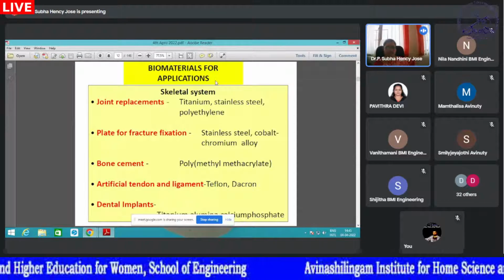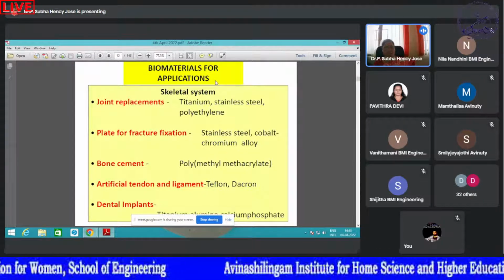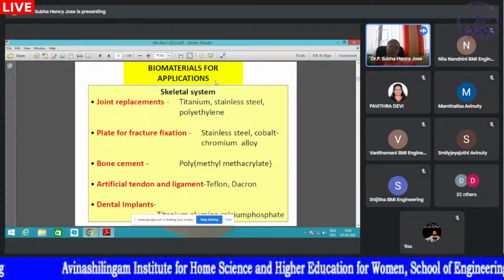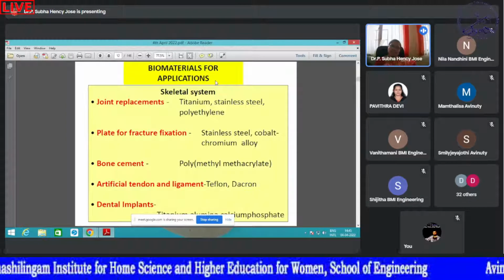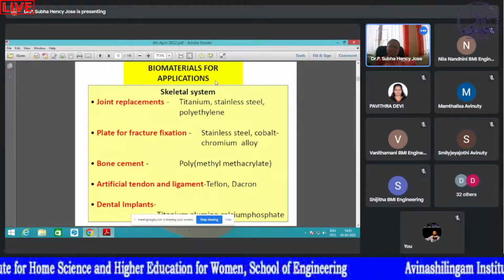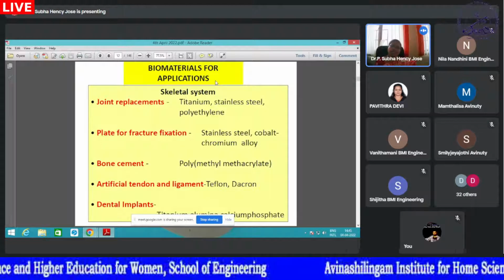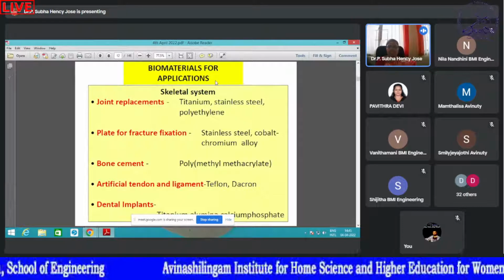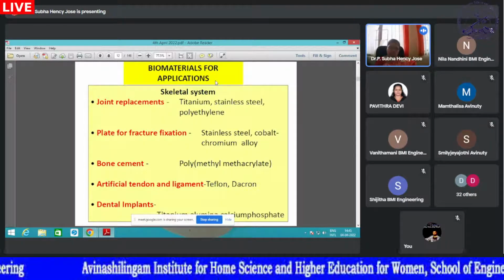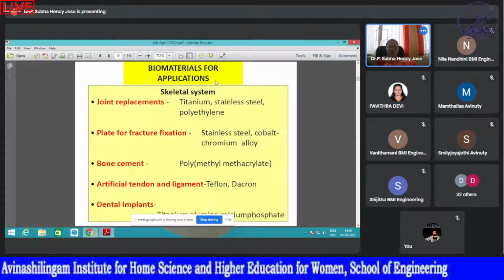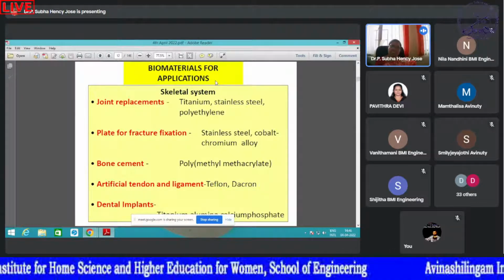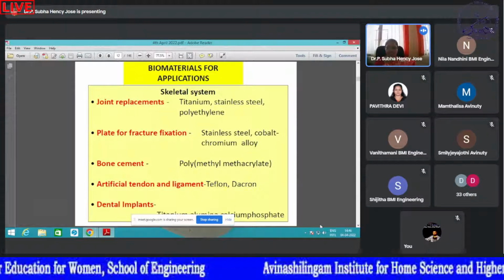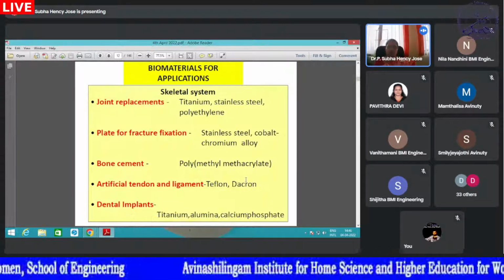One important application was the skeletal system. In this skeletal system, it was used for joint replacements. The materials that were used were titanium, stainless steel, and polyethylene. The next one was plates. You might have heard about plates for fracture fixation. For that also stainless steel and cobalt chromium alloy were used. And for bone cement, PMMA. And for artificial tendon and ligament, Teflon and Dacron. And for dental implants also, this biomaterial was used.